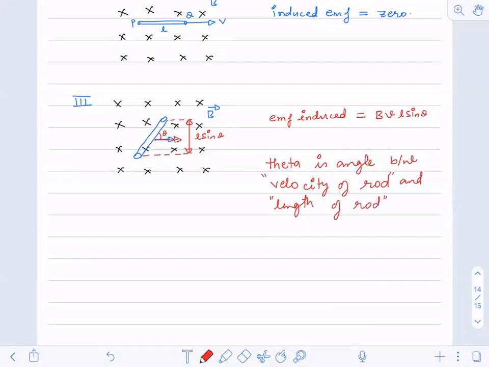How will you show the length of the rod? The length of the rod is this line. And where is the velocity here? So what is the angle between them? This. Now did you understand the theta? Yes. Surya, now did you understand the theta?